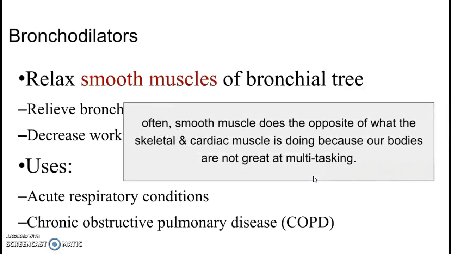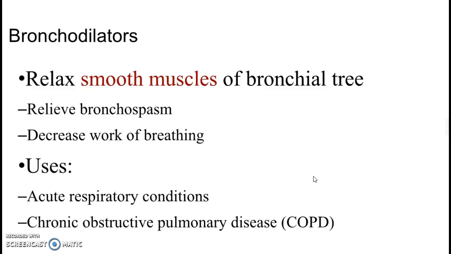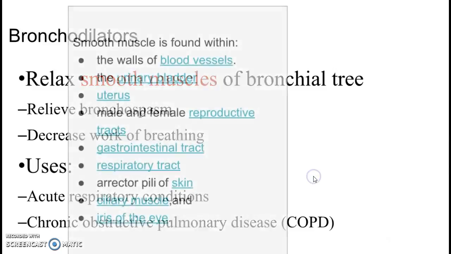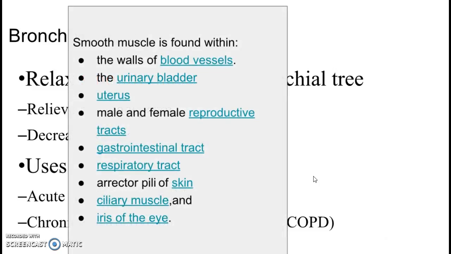The other thing about smooth muscle is a lot of times it's going to do the opposite of what the skeletal and cardiac muscles are doing, because our bodies are not great at multitasking. Places where we might see smooth muscle, just a reminder, you had this in A&P: the walls of the blood vessels, the bladder, the uterus, different parts of the reproductive tracts, your GI tract, as well as the respiratory tract in this chapter, skin, the iris of the eye. And so if you're having a bronchodilator, you're also going to have a pupil dilator too.